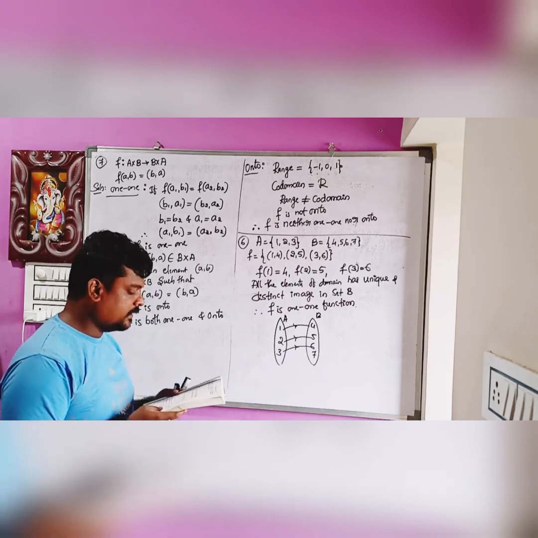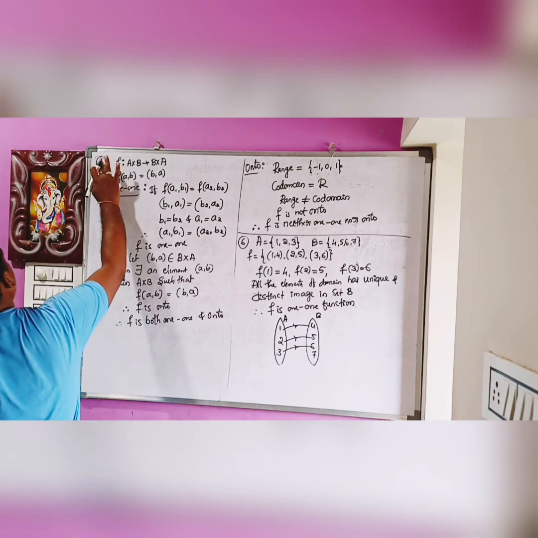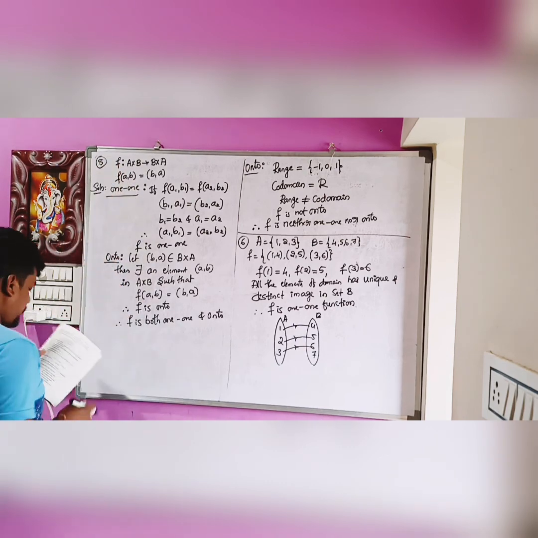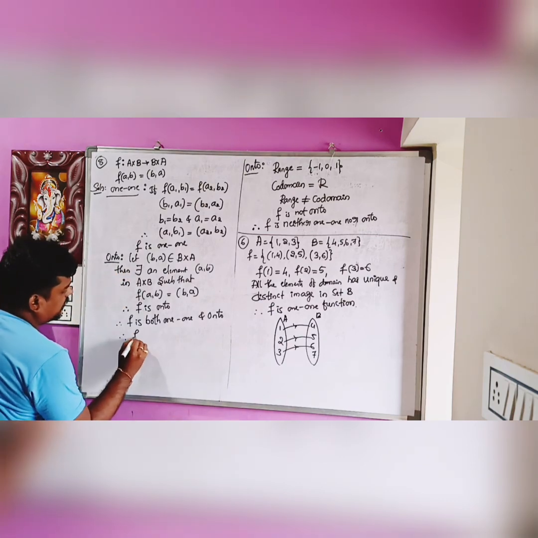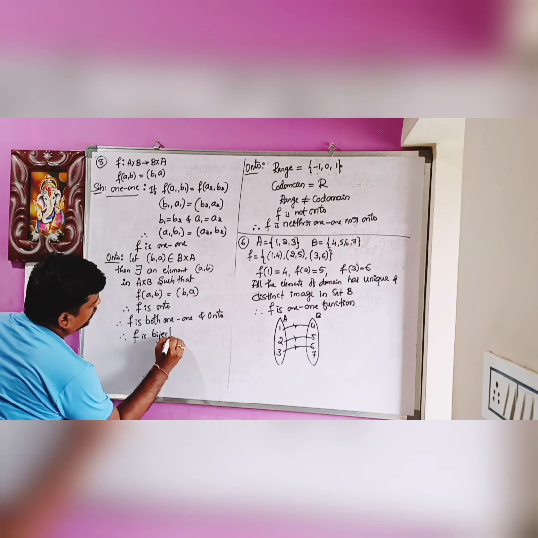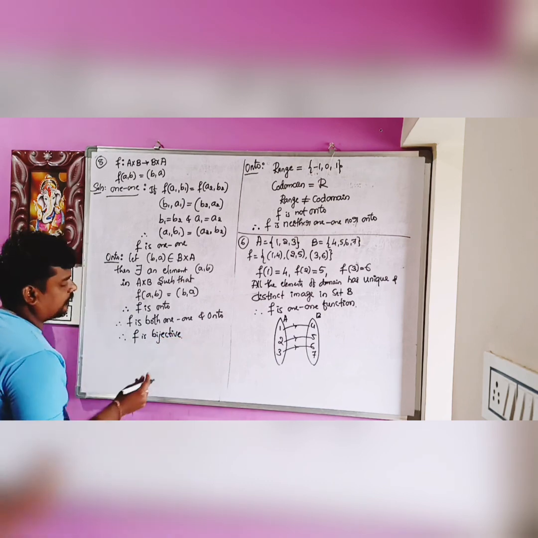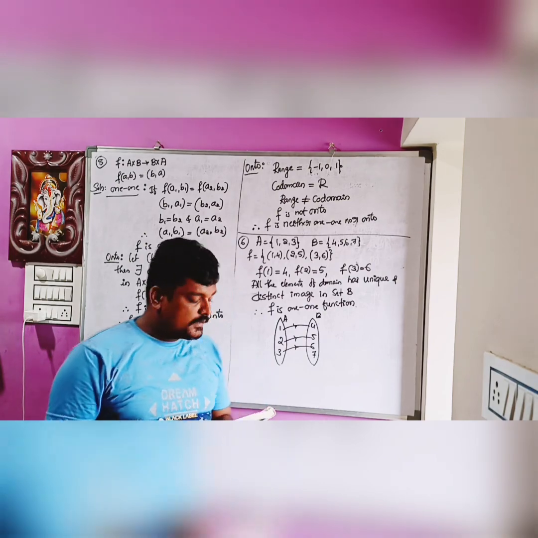So this is the 8th one, not the 7th one. It is the 8th question which we have done. Show that it is a bijective function. So 1-1 onto is also nothing but a bijective function. So this we have done in the 8th question, not the 7th.